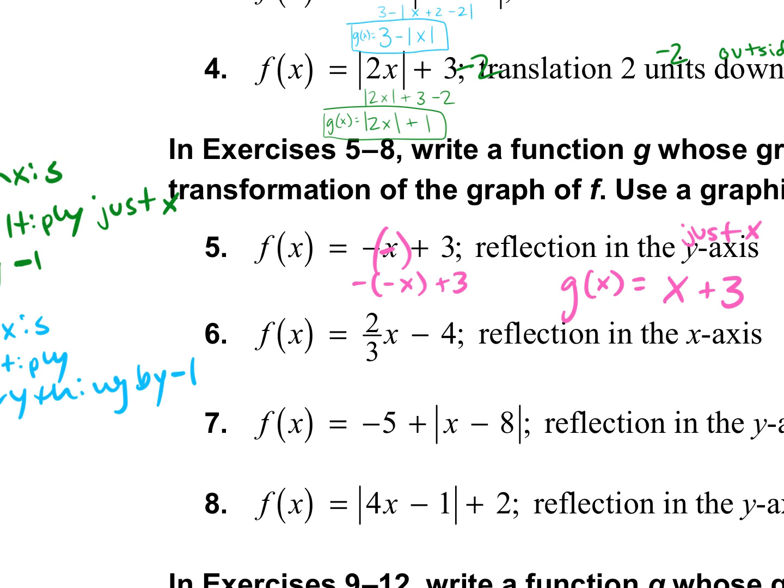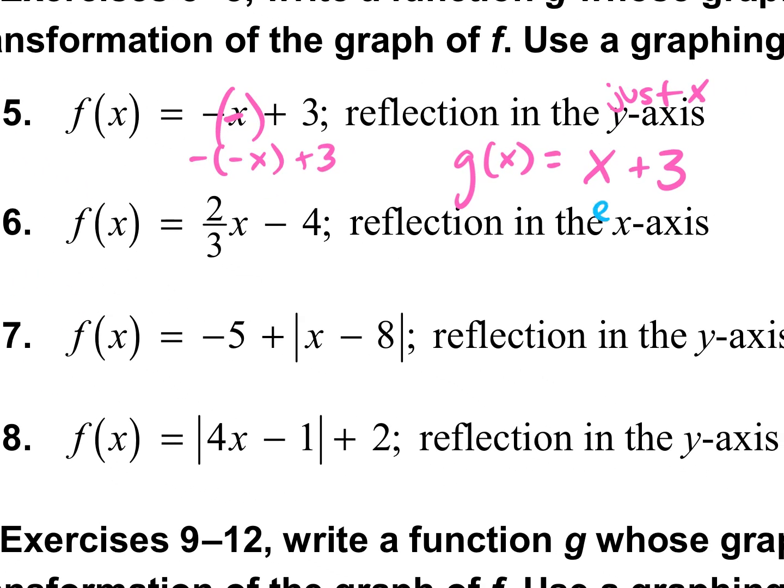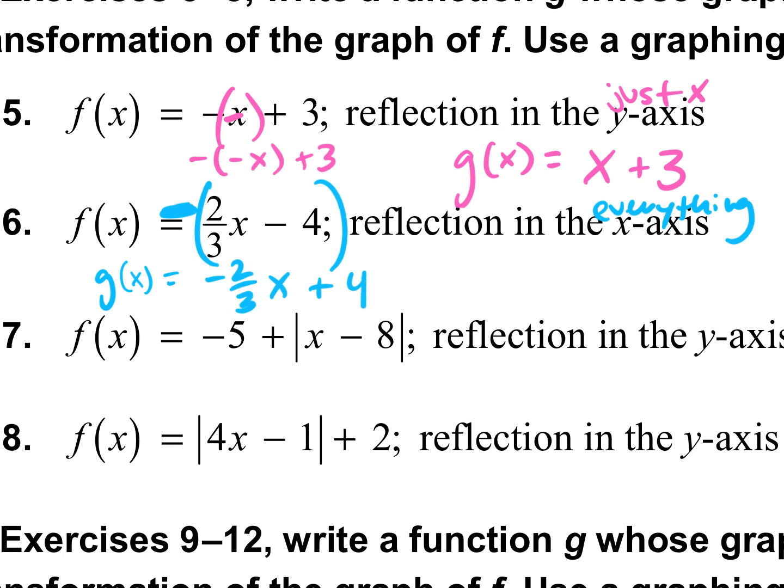Reflection in the x-axis, what gets multiplied by a negative? Everything. So we multiply everything by a negative 1. So our answer would be g of x is equal to negative 2 over 3x plus 4. Perfect, because we had to distribute the negative.